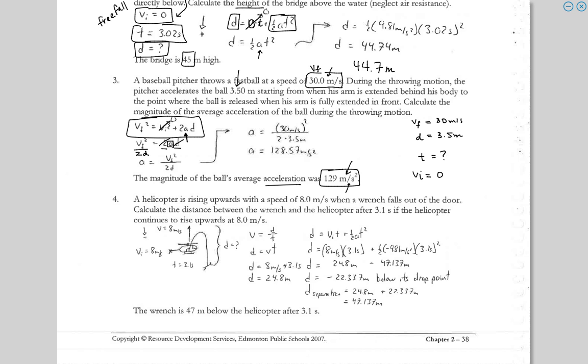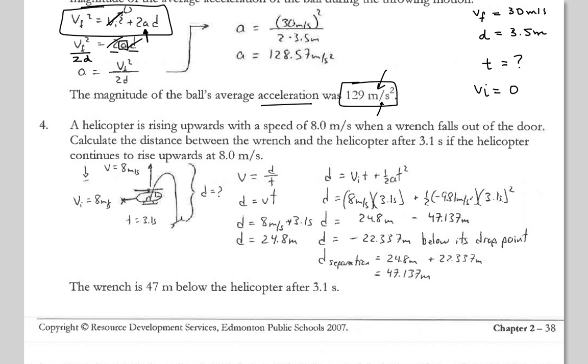Now number 4 is a very challenging question, okay? It says a helicopter is rising upwards with the speed of 8 meters per second when a wrench falls out of the door. So I'll try to imagine that. Flying up in the air at a constant speed, 8 meters per second, and then the wrench just falls out. It's not thrown down or anything, it just falls out.